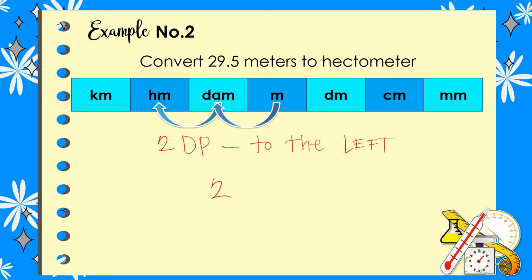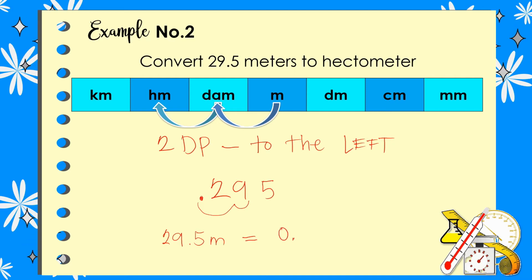Tama. So, ang gagawin natin, i-move natin ng 2 decimal places yung ating decimal point papunta sa left side. So, sulat natin yung given, 29.5. Pag nag-move tayo ng dalawang decimal places, mapupunta dito ang ating decimal point before the number 2. So, when we convert 29.5 meters is equal to 0.295 hectometers.